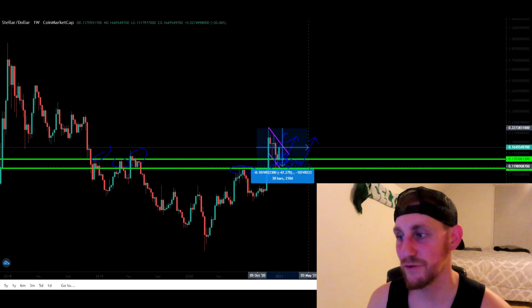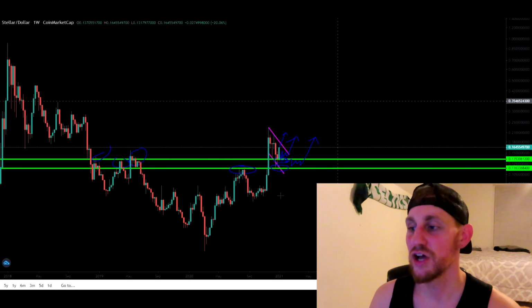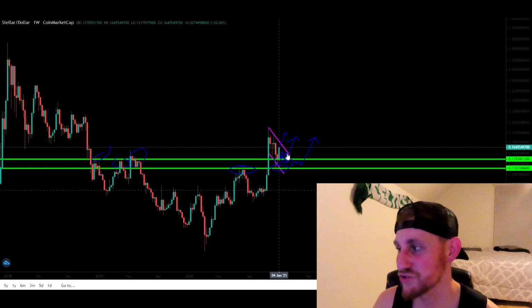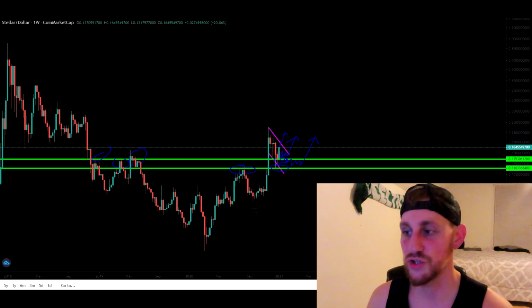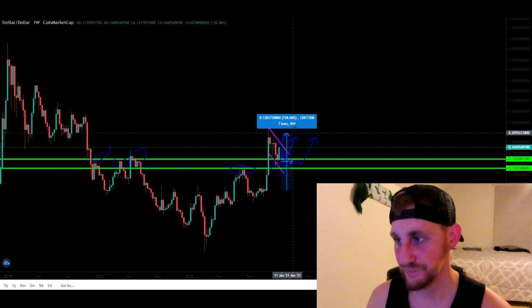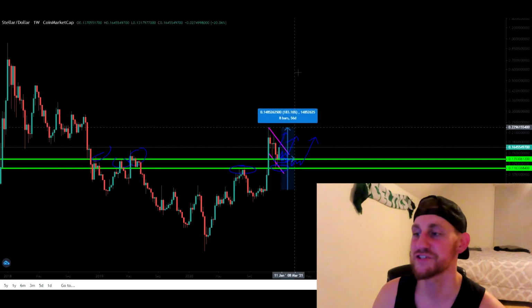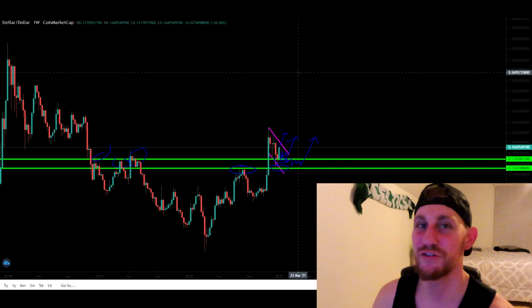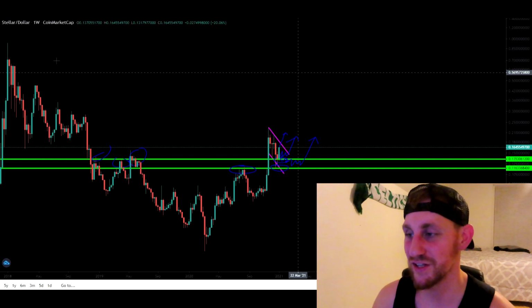You guys can see we got about a 47% correction, which was much needed after this crazy massive candle that we got there, which was literally a 180% move. We did need a little bit of a correction, and we definitely got it there for Stellar Lumens.